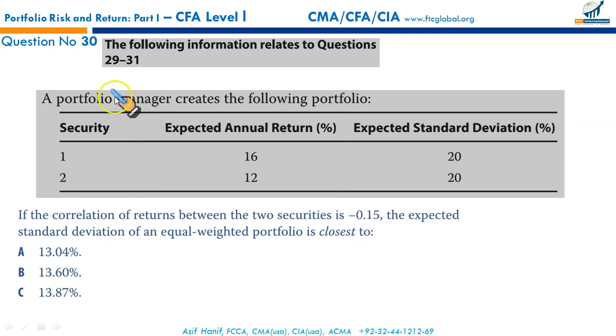Okay, now the next part, question 30. If the correlation of returns between the 2 securities is negative 0.15, the expected standard deviation of an equal weighted portfolio, that is 50% security 1, 50% security 2, is closest to... So this is the formula we use. Let's just plug in the numbers.